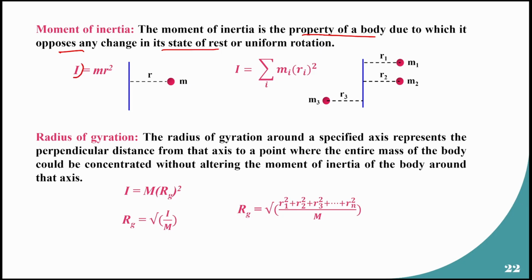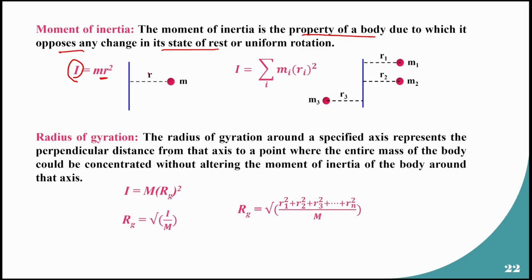Let's say this is your moment of inertia for this simple system. This is just a mass m standing at a distance r from an axis of rotation. So your moment of inertia will be mr squared. If there are multiple masses at multiple distances from the axis, for example r1, r2, r3, corresponding to m1, m2, and m3, then you do a summation: the sum of mi ri squared.